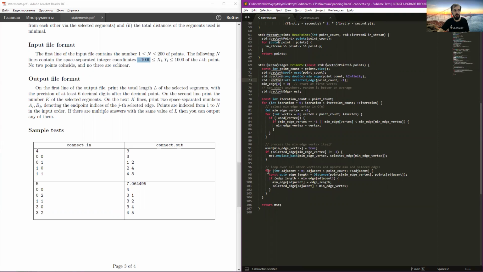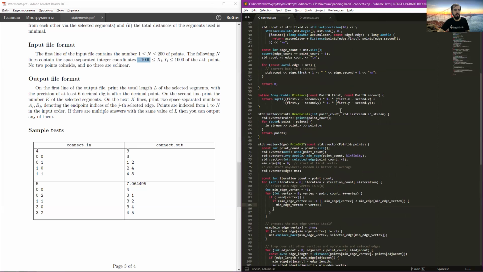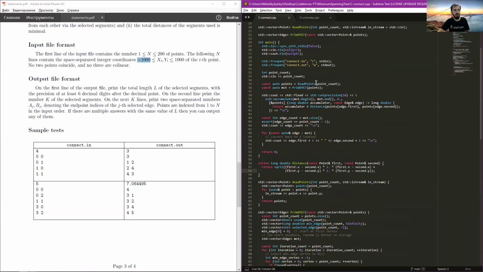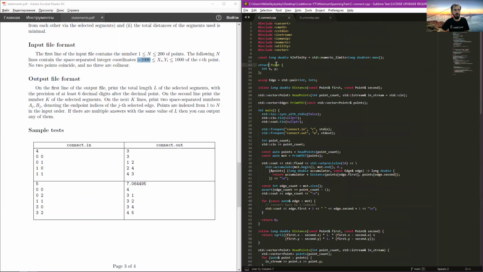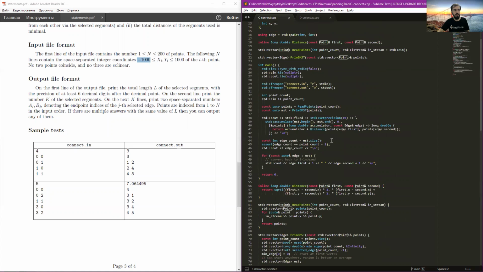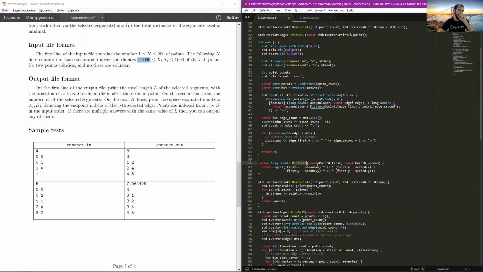You have a couple of for loops and a couple of if statements checking that this edge is shorter than this edge and such. Nothing particularly complicated here. You can also create your own data structure for points. It's sometimes useful because you can have distance defined on points so that you don't have to rewrite this thing all the time.